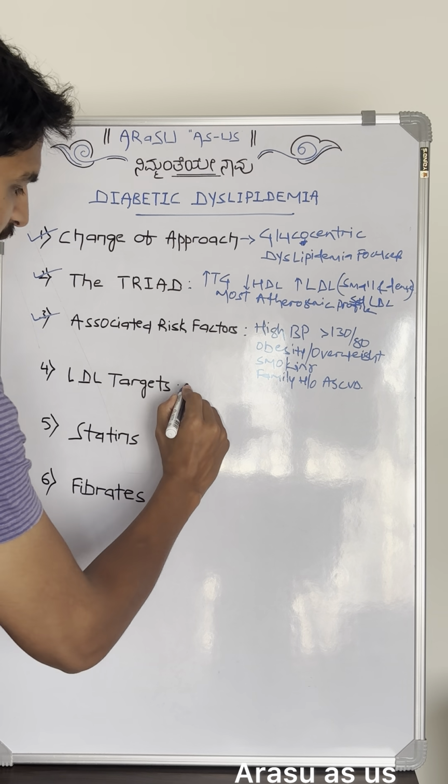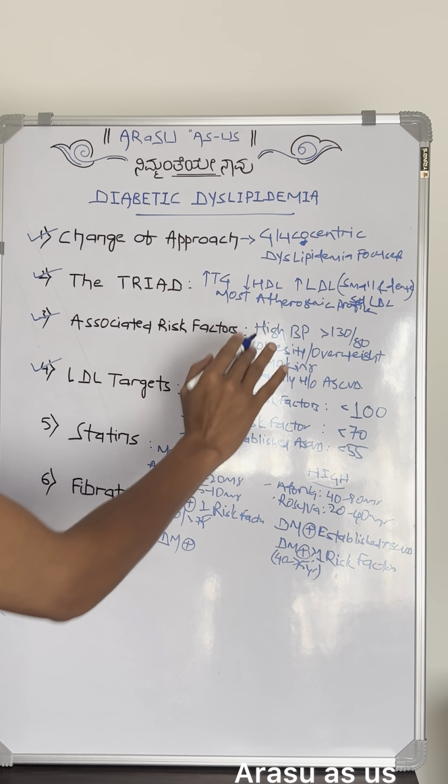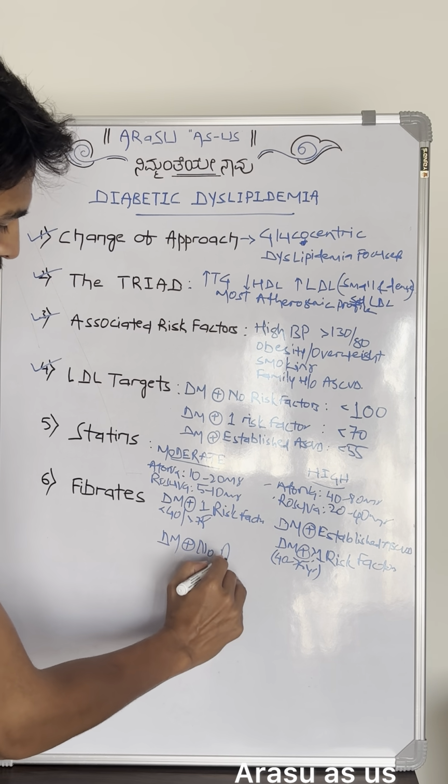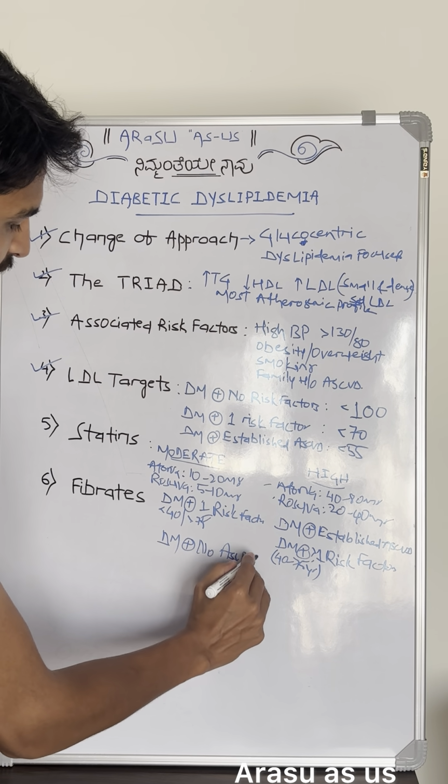So in this situation, we have to consider moderate intensity statins. This is the first thing. Then diabetic plus no associated risk factor at all, but the age of the patient is 40 to 75 years. In this case, we have to consider moderate intensity statins, as this age itself is a risk factor.